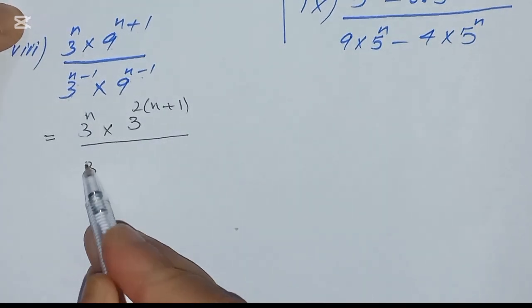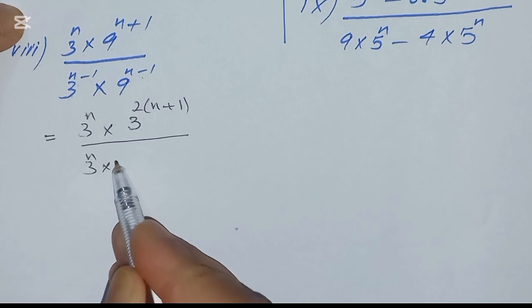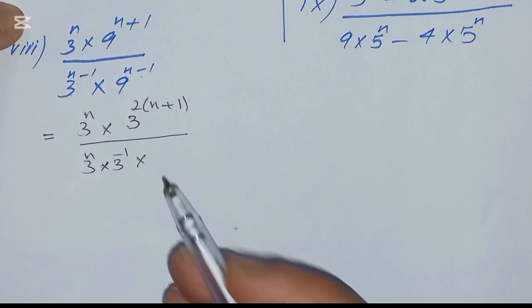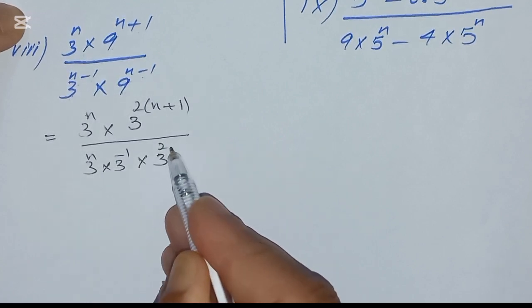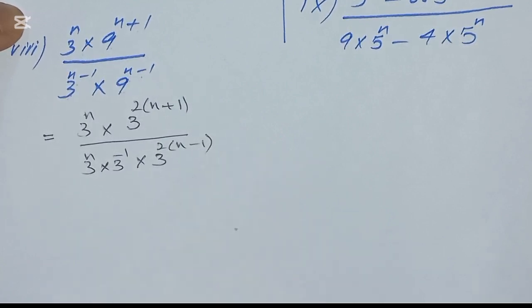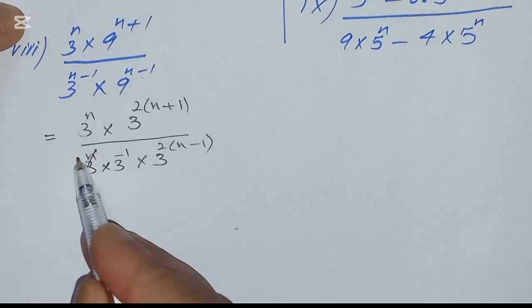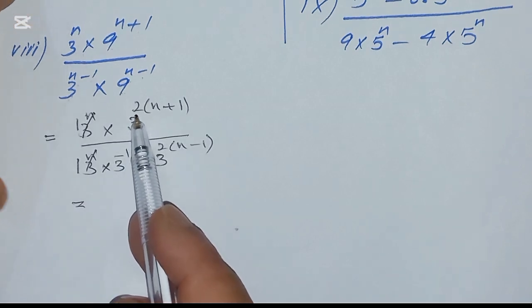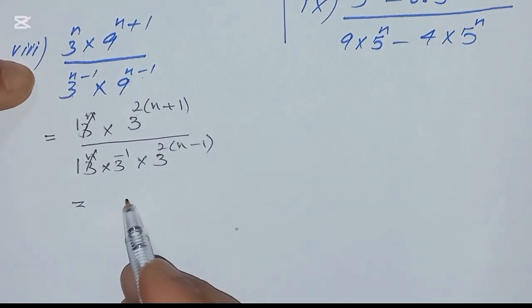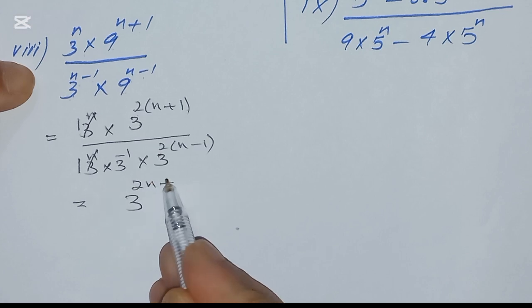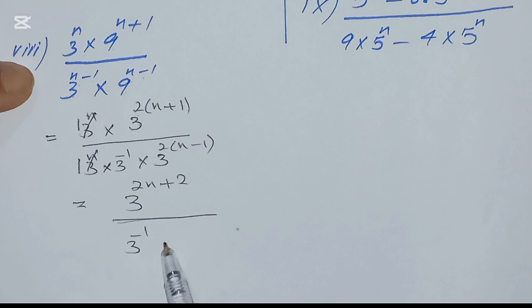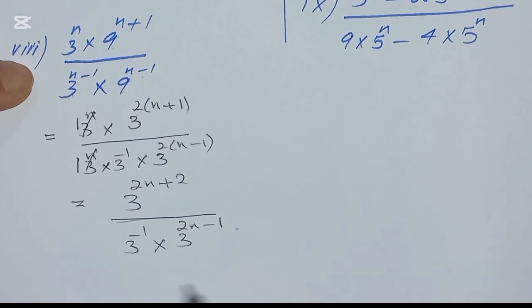divided by 3 power n minus 1, which can be written as 3 power n multiply 3 power minus 1, and this 9 power n minus 1 can also be written as 3 power 2 bracket n minus 1. Now this 3 power n and 3 power n will cancel each other, and we multiply 2 within the bracket, so 3 power 2n plus 2 divided by 3 power minus 1 multiply 3 power 2n minus 1.